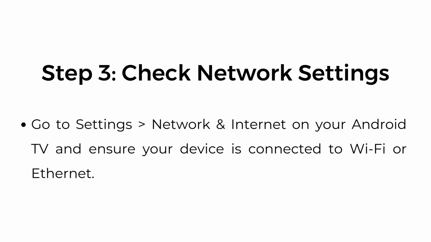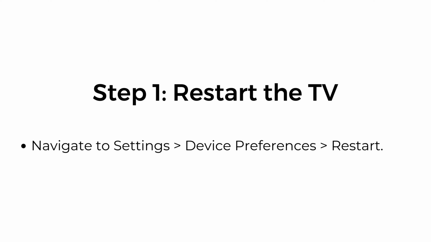Step 3. Verify network settings. Go to Settings > Network and Internet on your Android TV and ensure your device is connected to Wi-Fi or Ethernet. 2. Restart your Android TV. Step 1. Restart the TV. Navigate to Settings, Device Preferences, and Restart.